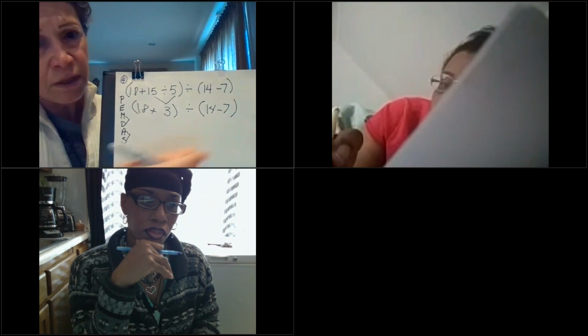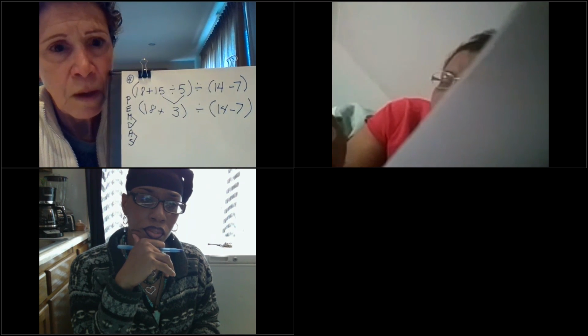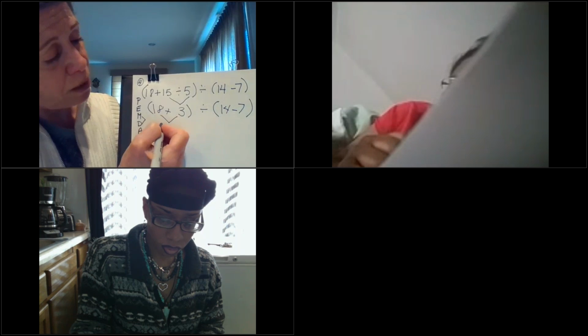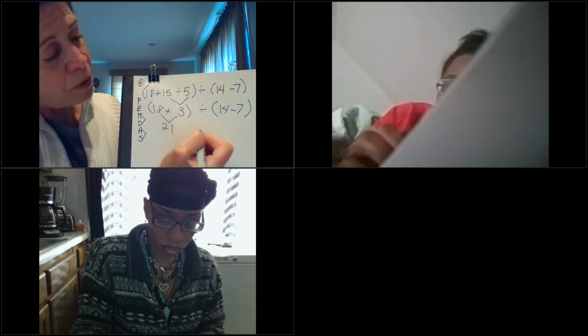So 18 plus 15 divided by 5, I'm in the parentheses, but what I have to do is this division first. 15 divided by 5 is 3, and I'm going to have 18 plus 3, parentheses, divided by 13 minus 7. Now I still have 2 parentheses and a division sign. So I'm going to go back to my first parenthesis, and 18 plus 3 is 21. I'm going to write the rest of the problem again.